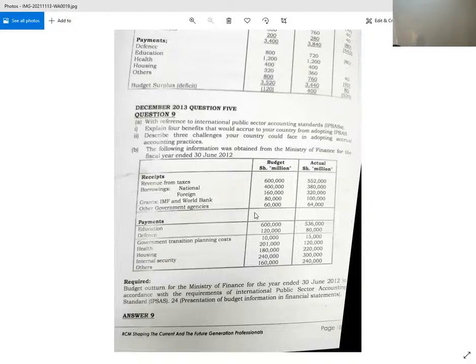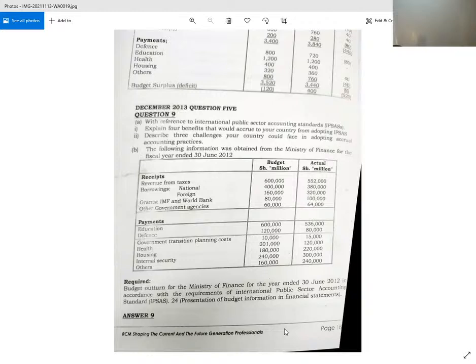My concern is part B of this question, where they want us to give them a budget outturn for the Ministry of Finance, which in this case is done in accordance with the dictates of IPSAS 24, which basically is the presentation of budget information in financial statements.